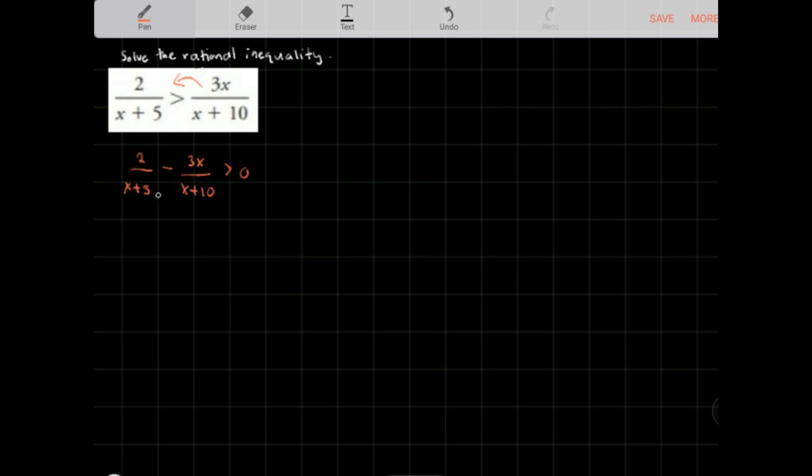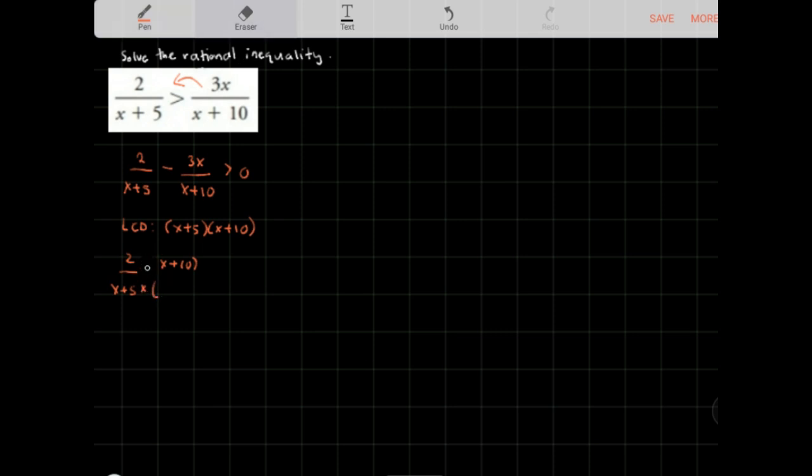Now what we want to do here is make sure that the denominators are the same. So we need to find a lowest common denominator. The lowest common denominator here is x plus 5 times x plus 10. And if I multiply this one by x plus 10, because I want to match the denominator.